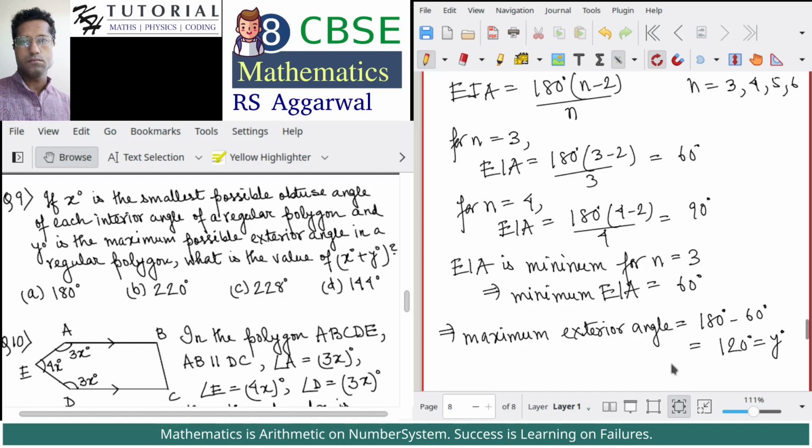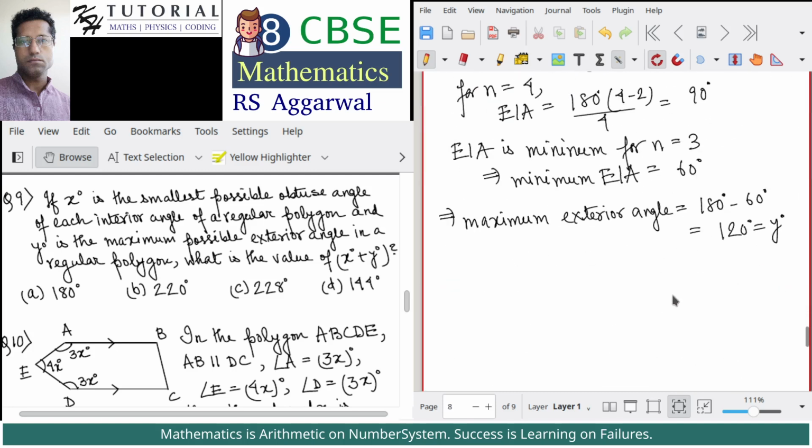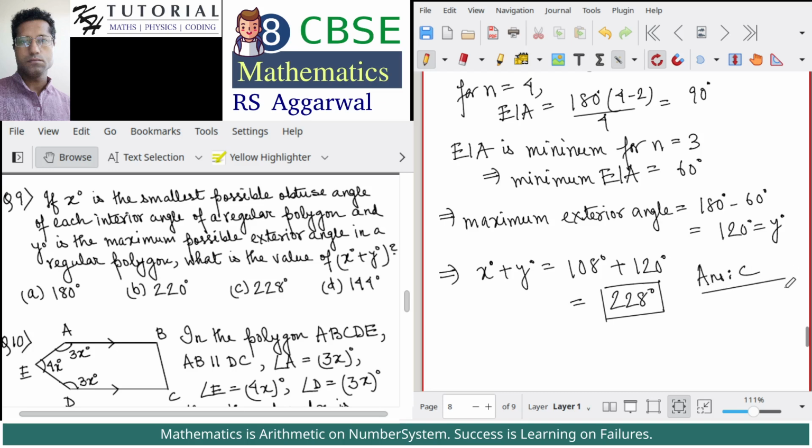Okay. So we have x is equal to what was x? 108 degrees. So this implies x degrees plus y degrees is equal to 108 degrees plus 120 degrees, which is 228 degrees. This problem was a bit conceptual. So the correct choice is C. C is the correct choice.